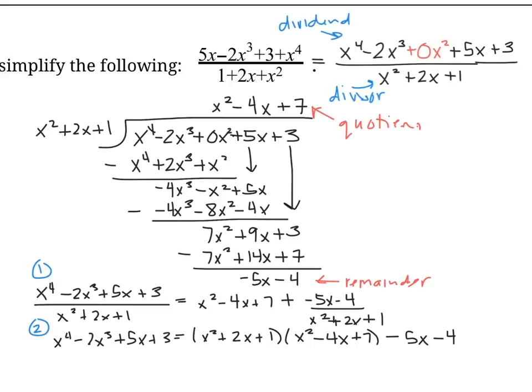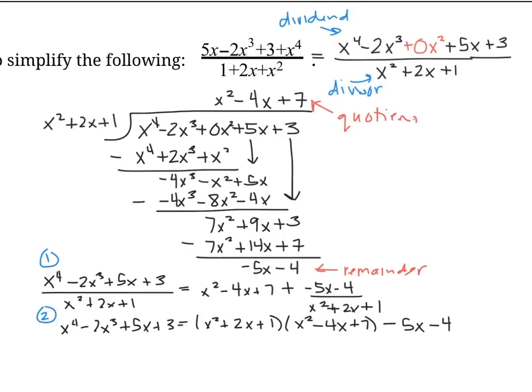So here are the two ways that we can represent our solution. The first one, we have our dividend divided by our divisor is going to be our quotient plus a remainder over that divisor. And our second way is we have our dividend. That's going to equal the product of our divisor and our quotient, and then we've got the remainder tacked on at the end.